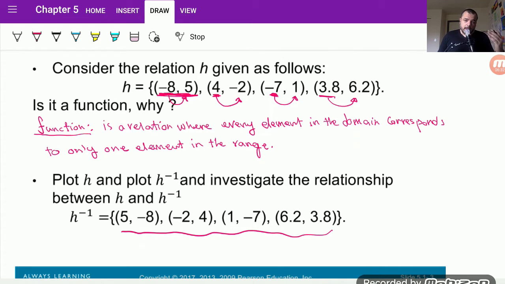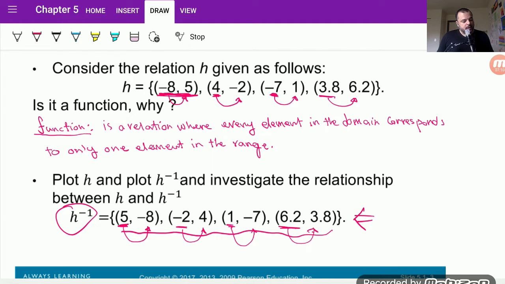If I would like to check whether this is a function or not, again we can do so. The 5 corresponds to -8. The -2 corresponds to 4. The 1 corresponds to -7. 6.2 corresponds to 3.8. So every element of the domain, this set now, just corresponds to one element of the range. Don't think about this notation, the h to the power of -1. We are going to speak about this later.